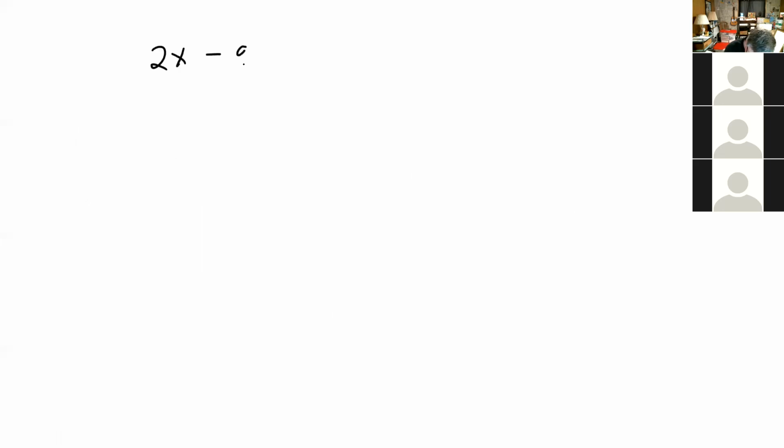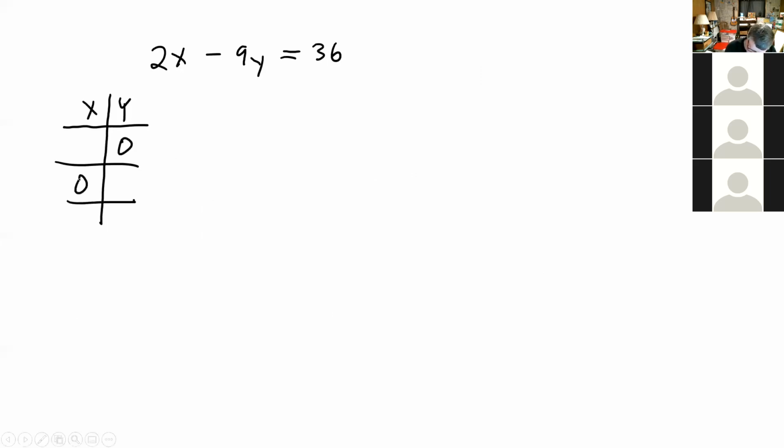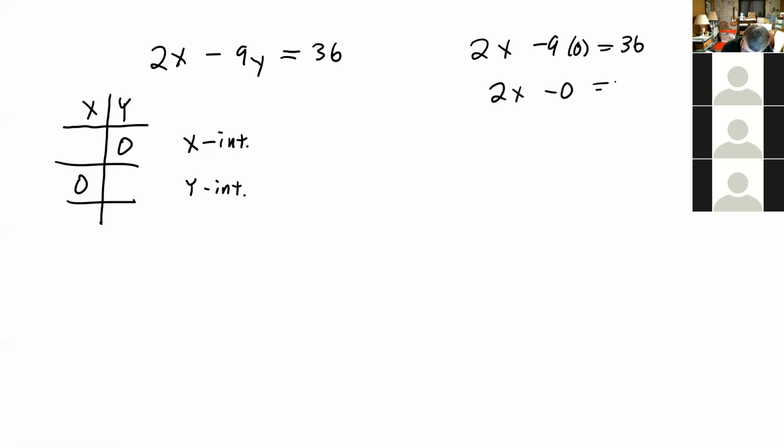2x minus 9y equals 36. So once again, to find the x and y intercepts, we'll set y equal to 0 and then x equal to 0. Set y equal to 0 to find the x-intercept. Set x equal to 0 to find the y-intercept. If y is 0, 2x minus 9 times 0 equals 36. 2x minus 0 equals 36. 2x equals 36. X equals 18.